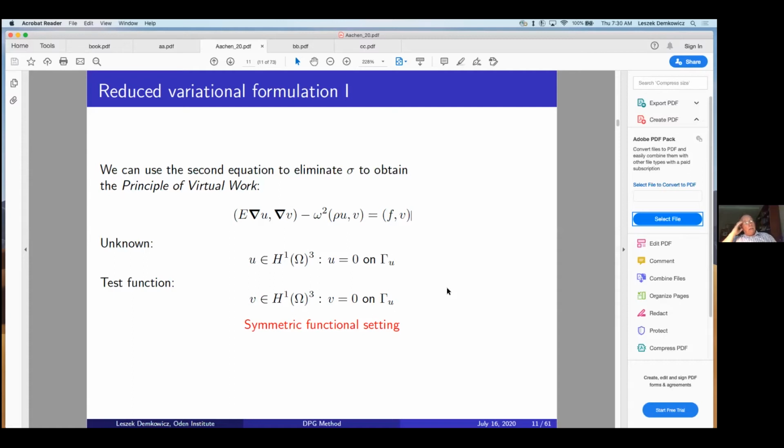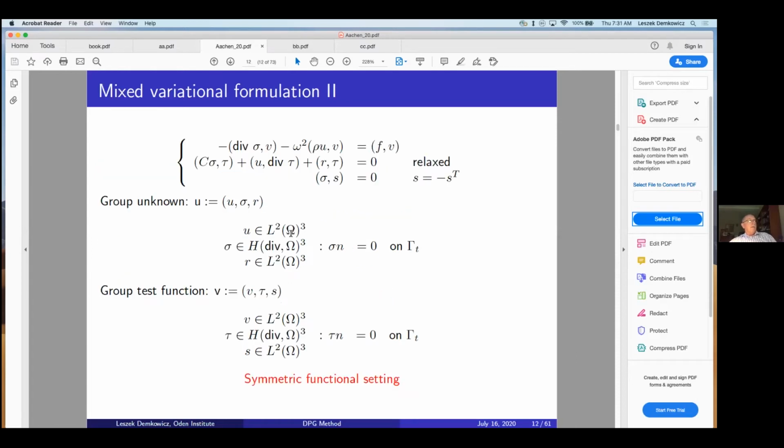Let me repeat it. The number of interface terms, interface unknowns, affecting the cost of the global solve using a direct solver will be the same for all variational formulations. And therefore, you're no longer bound to stick with the reduced variational formulation with the principle of virtual work. You can use any other variational formulation that you may want, for reasons that I will explain in a moment.